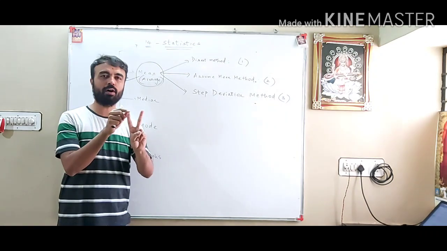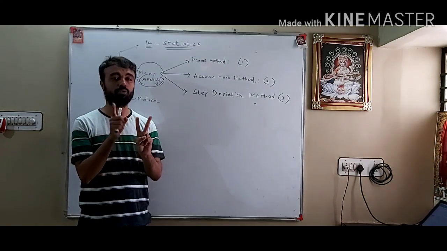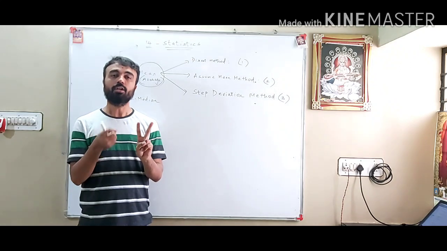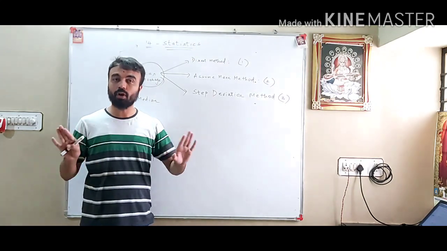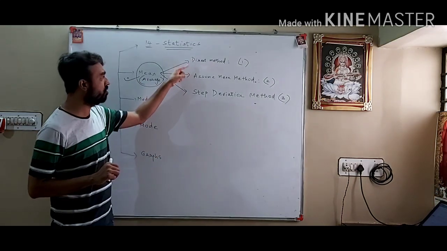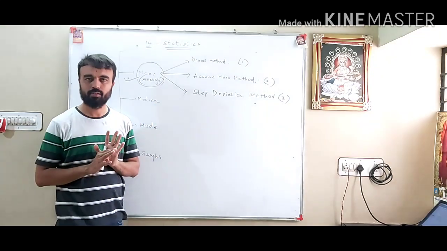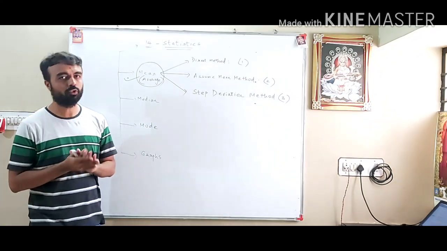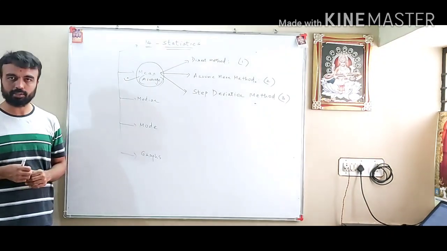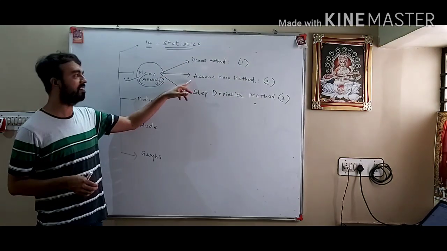Now if the name of the method is given, then you don't have a choice in your examination. You have to solve by that method. But if the name is not given, then you can choose any of the three methods, whichever you like, after you learn all three. So the choice is yours if the name is not given. But you must know all three methods.